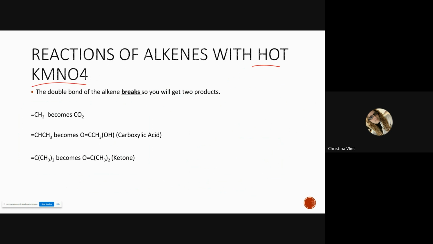So I need you, this is where I said you need to pay careful attention, because when I first read what's in the textbook, it didn't make any sense to me. So this is literally what the textbook says. When you have hot KMnO4, the double bond of the alkene breaks, and you get two products. If at the end of your double bond you've got CH2, that becomes CO2. If you've got CH3, that becomes a carboxylic acid. And if you've got two methyl groups, that becomes a ketone.